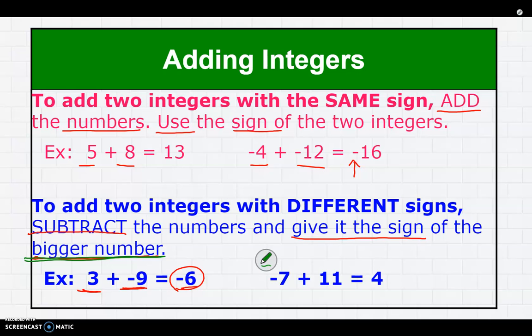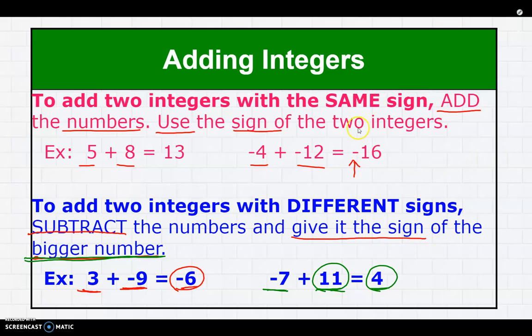So let's try another one. -7 plus 11. Those two integers have different signs. So we're going to follow our rule. We're going to subtract the numbers, give it the sign of the bigger number. So 11 minus 7 is 4, okay? And the sign of the bigger number, which is 11, is positive. So your answer is a +4. So it uses the sign of the bigger number.